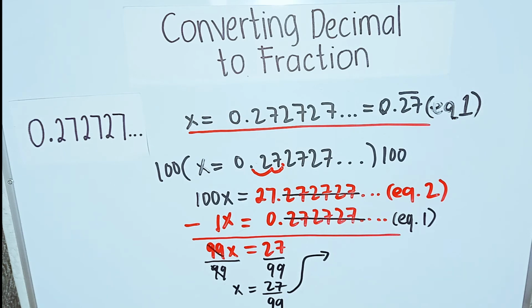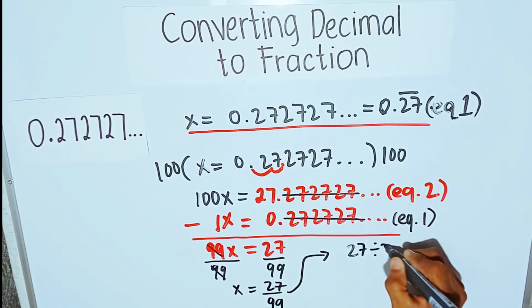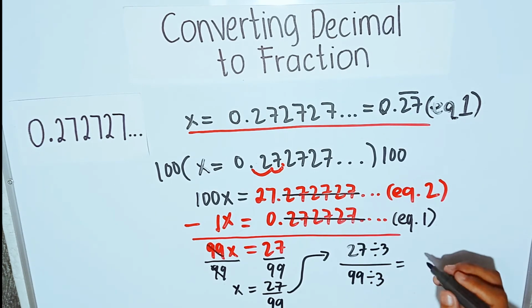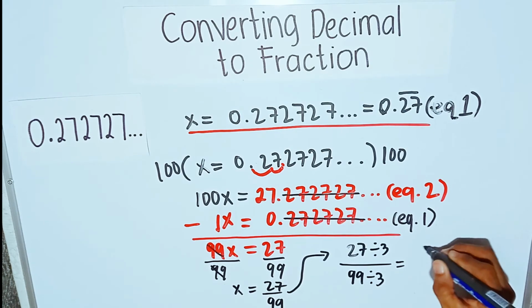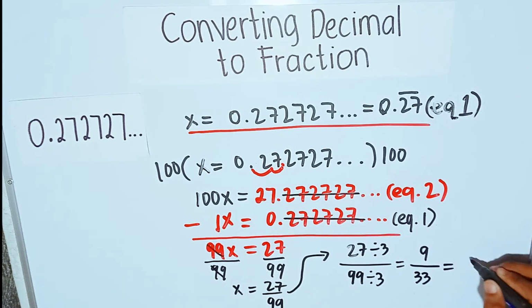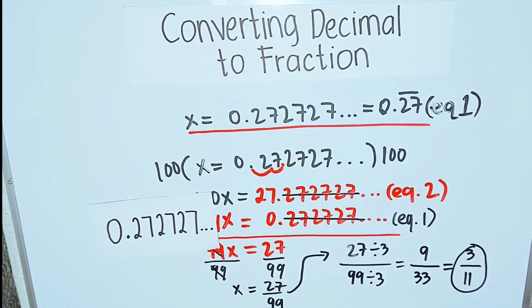So, meron tayong 3. I-divide natin both numerator and denominator by 3. So, 27 divided by 3, how many? We have 9. And then 99 divided by 3, we have 33. At tingnan ulit natin kung pwede natin siyang ma-divide. Pwede ulit natin siyang ma-divide by 3. So, we have 9 divided by 3, we have 3. And then 33 divided by 3, we have 11. So, therefore, our fraction form of this decimal will be 3 over 11.